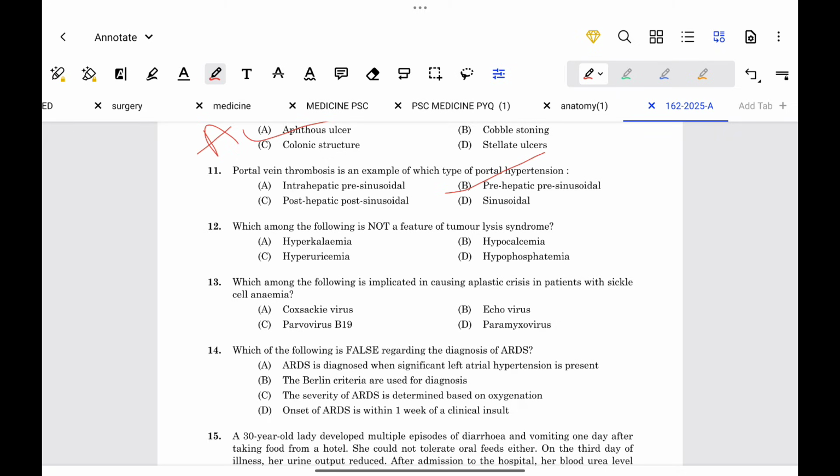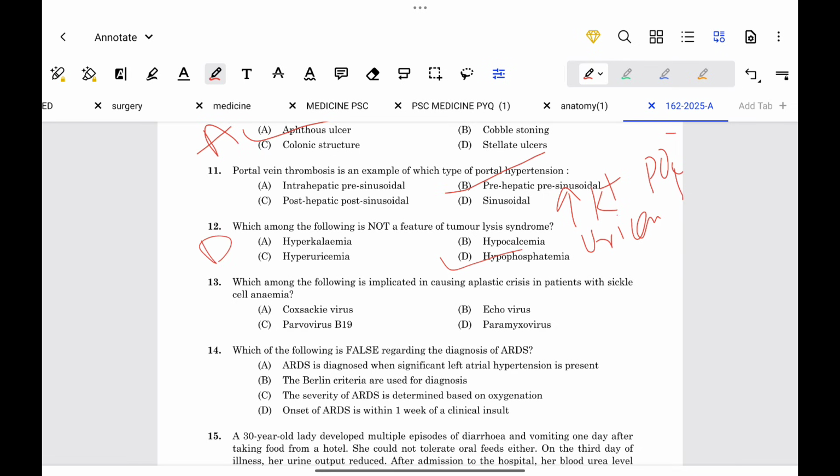Next, which among the following is not a feature of tumor lysis syndrome? In tumor lysis syndrome, there is hyperkalemia, hyperuricemia, and hyperphosphatemia. Only hypocalcemia, calcium is decreasing, all others are increasing. So here the answer is option D. There is hyperphosphatemia, not hypophosphatemia.